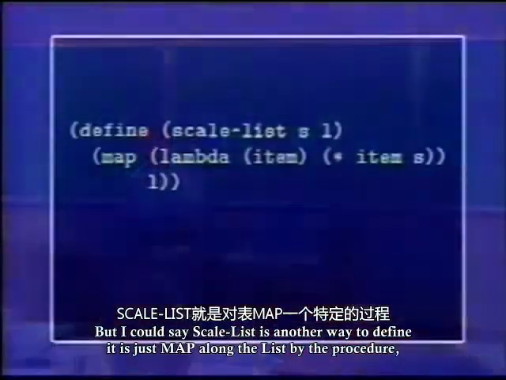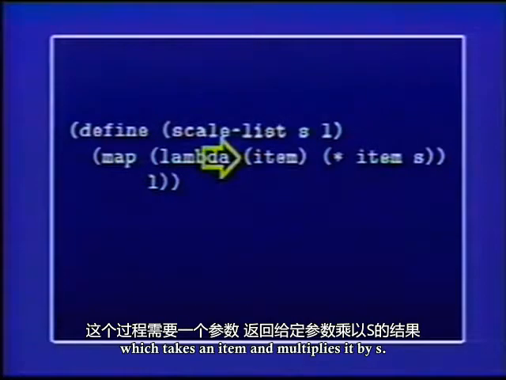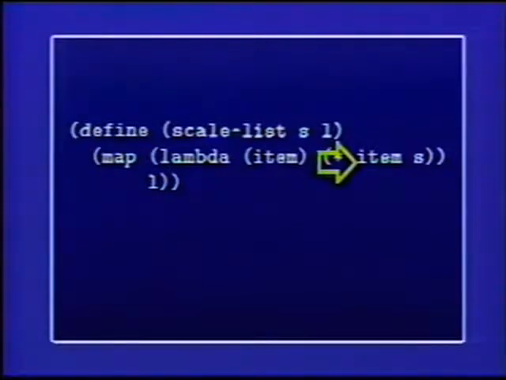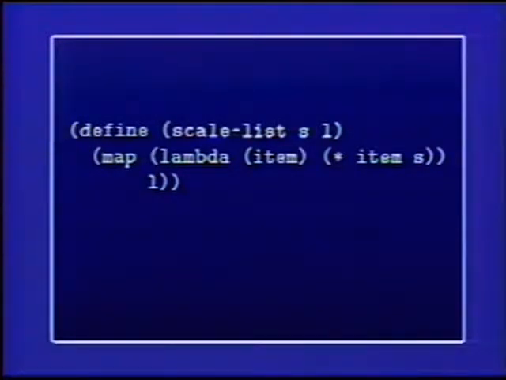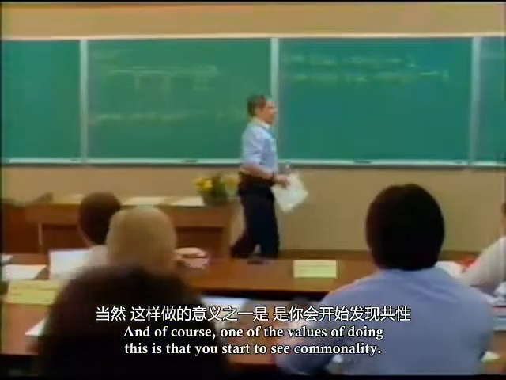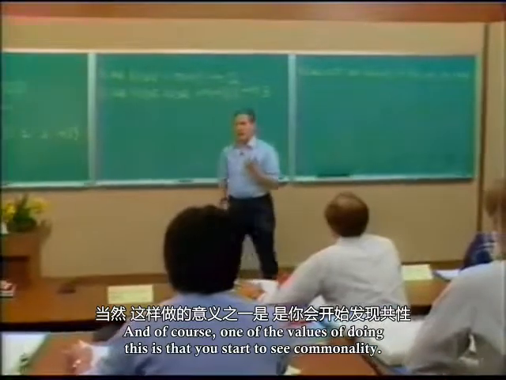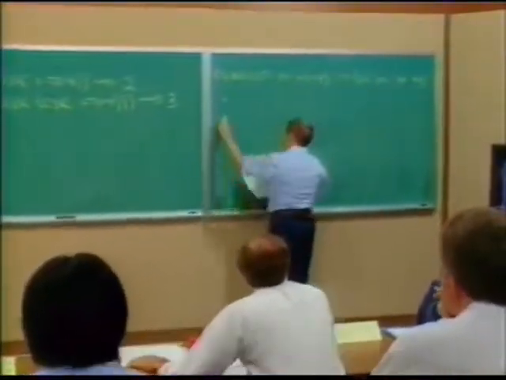But I could say scale list is, another way to define it is just map along the list by the procedure which takes an item and multiplies it by S. Right, so this is really the way I should think about scaling a list. Build that actual recursion into the general strategy, not into every particular procedure I write. And of course, one of the values of doing this is that you start to see commonality. Again, you're capturing general patterns of usage.